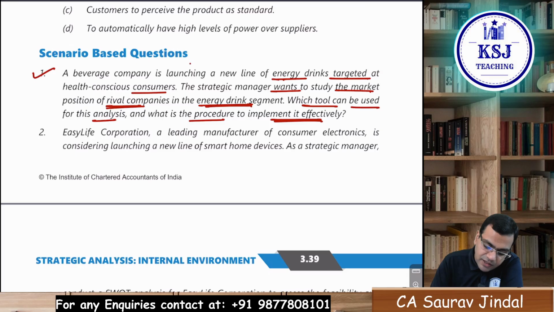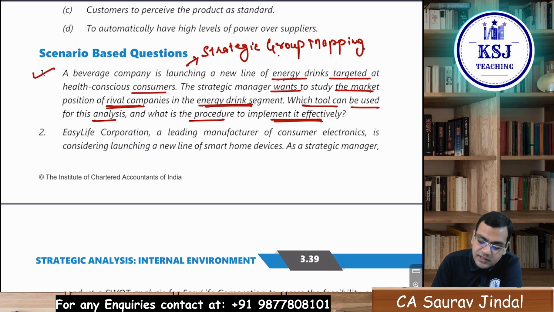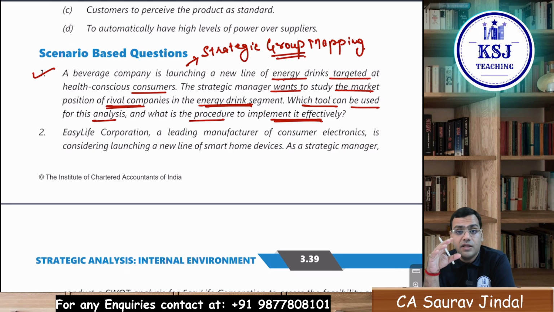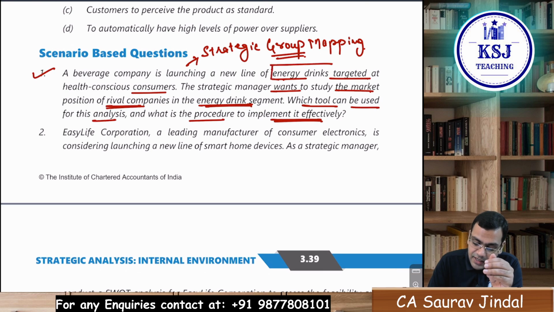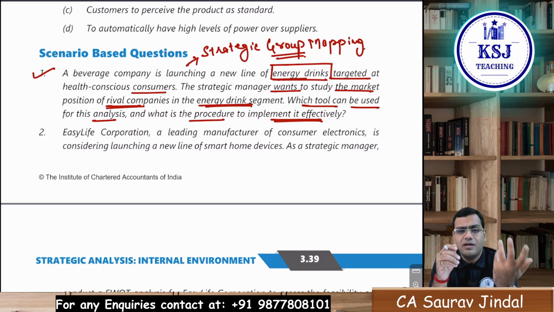The tool that we can use is strategic group mapping, where you first identify your rivals, the companies within the same industry, and you group them based on various characteristics. Now this is an energy drink company, right? In energy drinks also there might be a few companies who are selling the energy drinks at, let's say, 200-300 rupees, that is the premium range. Then there might be companies who are selling the energy drinks at a lower price, let's say 50 rupees, 70 rupees, that is an affordable range.